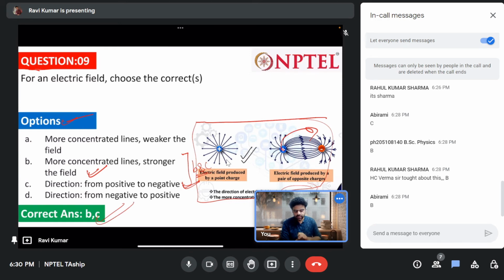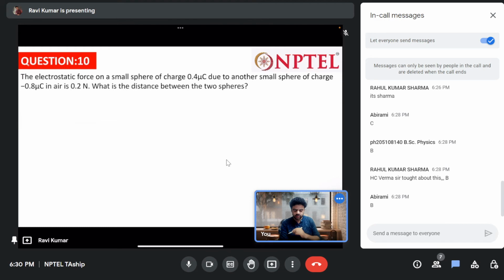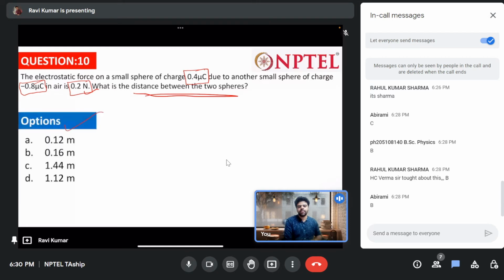Let's move to the very interesting question and very simple numerical. The electrostatic force on a small sphere of charge 0.4 microcoulomb, due to another small sphere of charge minus 0.8 microcoulomb in air is 0.2 newton. So the force between these two charges is 0.2 newton. You just need to calculate the distance between these two charges. Very simple. And these are the options. I am giving you 5 minutes. Just carry out this numerical.